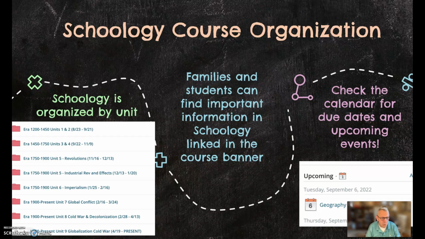Schoology is arranged chronologically. Each unit has its own folder and progresses by time period. Also, students have a calendar that they see in Schoology that pops up with a due date for a geography quiz or a reading quiz for the next class.